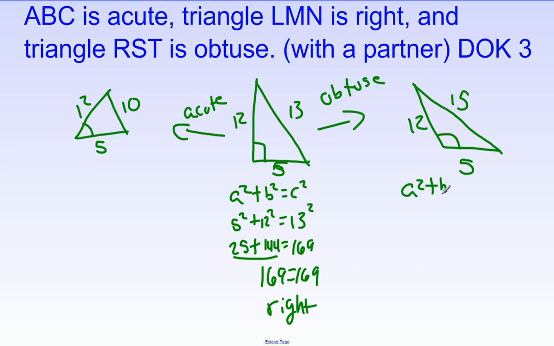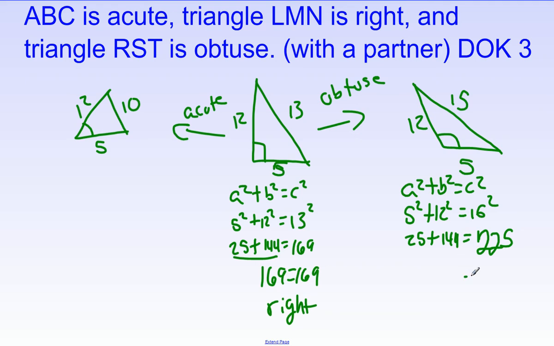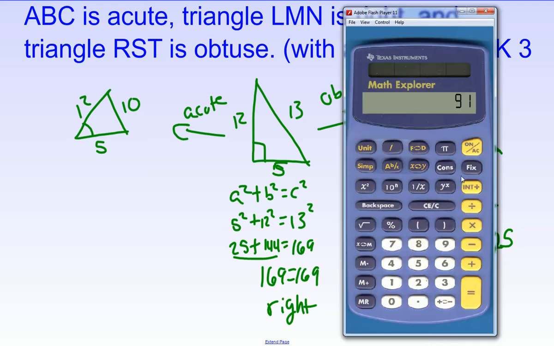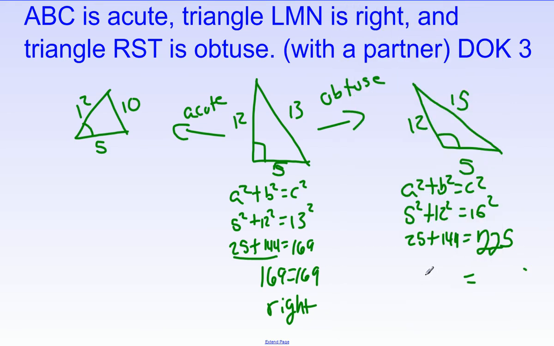A squared plus B squared equals C squared. I've got my 5 and my 12 and my 15. 5 squared is 25. 12 squared is 144. 15 squared is 225, my brain tells me. 225. 15 squared. Yep. And that gives me 169 and 225. Whoopsie, that's too big, just like we wanted it to be. So this guy is obtuse.